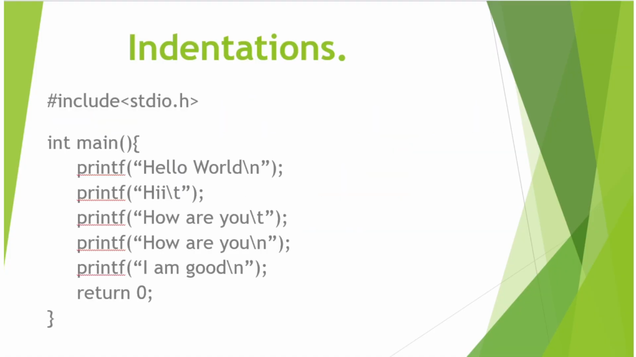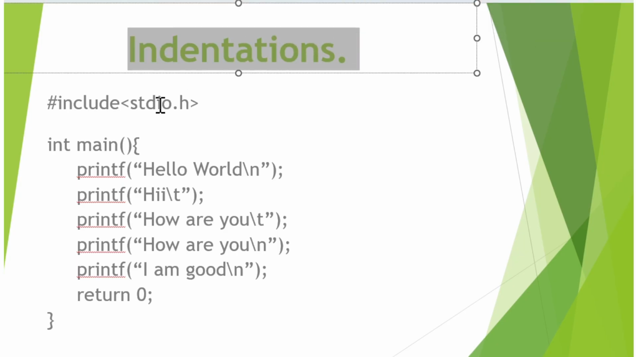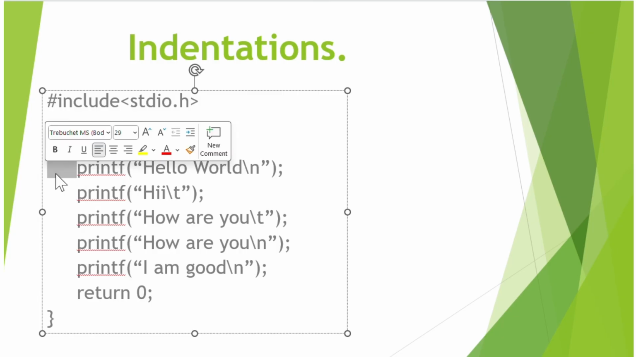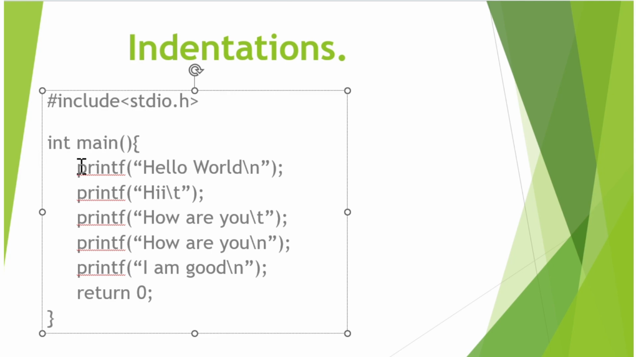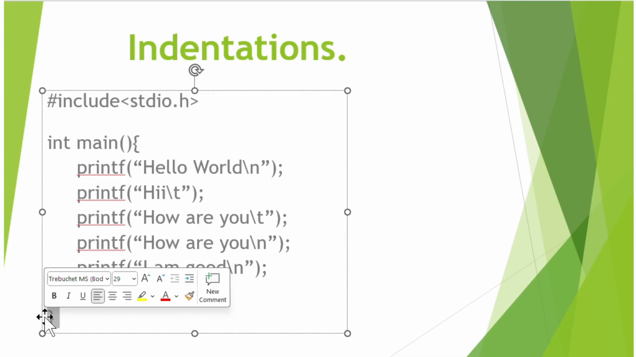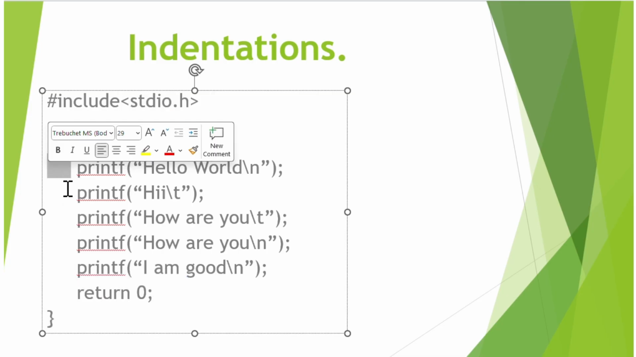But before that, we will see something called indentations. Indentation is the space that we leave before writing certain statements. If we see in this program, in the first line we are not leaving any space. Here also we have not left any space, but from here we have left a tab space for all these statements inside these two curly braces.